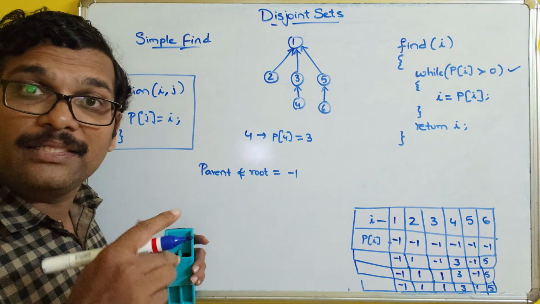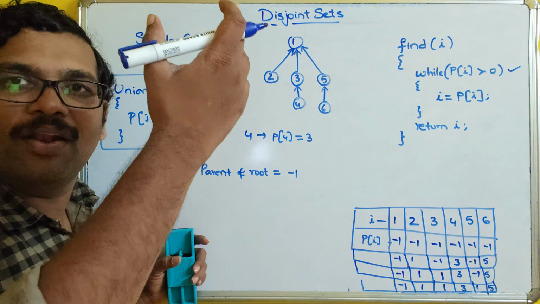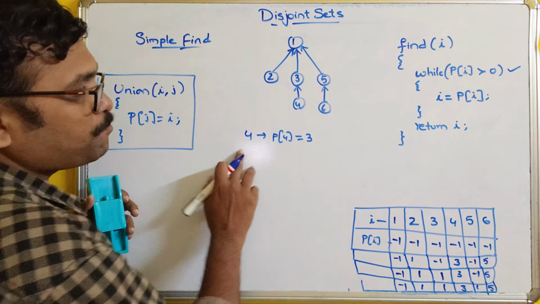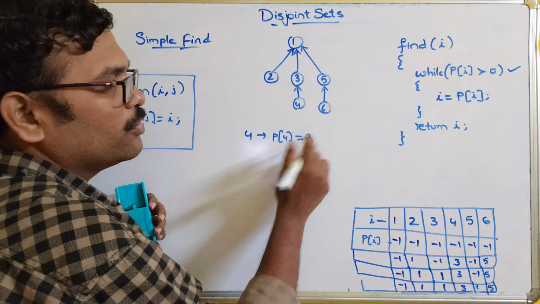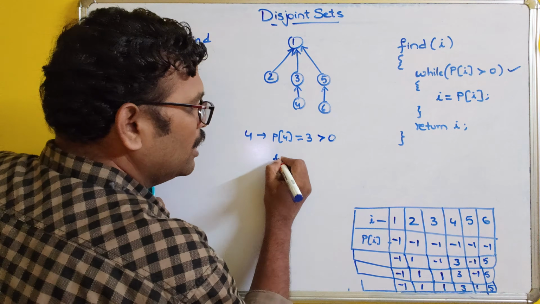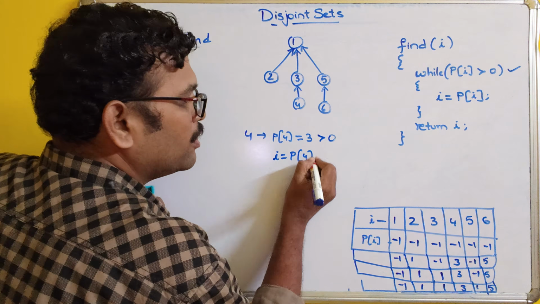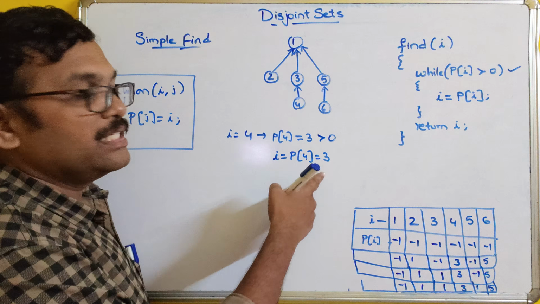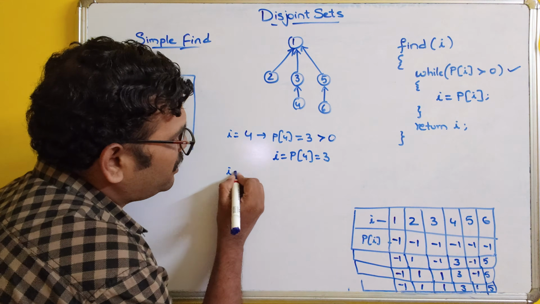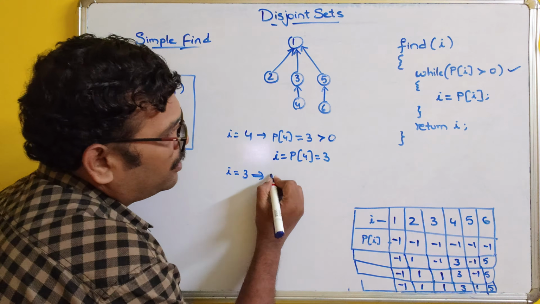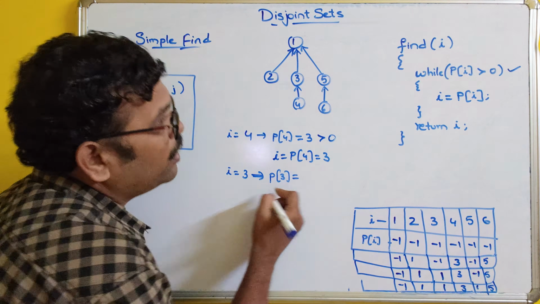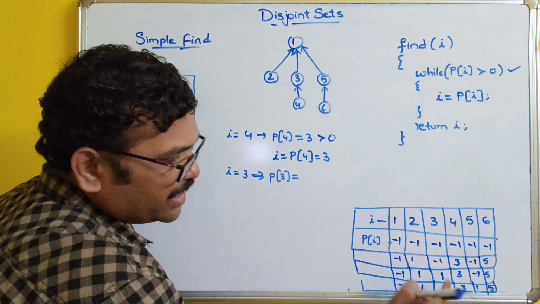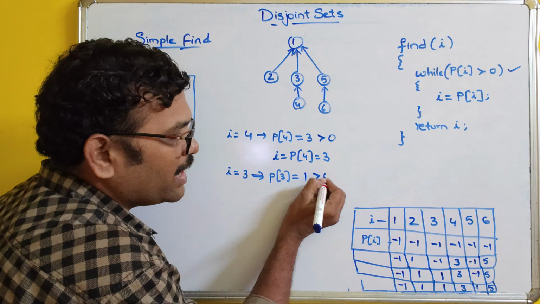If the parent is greater than 0, that implies there is another level of parent. For example, if you want to find 4, the parent of 4 is 3, which is greater than 0. So I is equal to the parent of 4, that is 3. Now I is equal to 3. Now perform the same operation. What is the parent of 3? It is 1, which is also greater than 0.